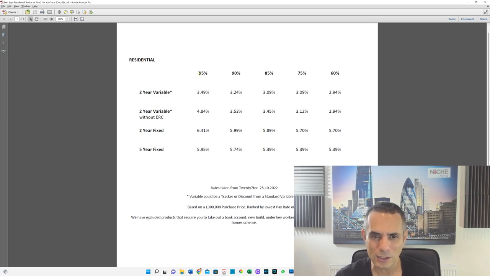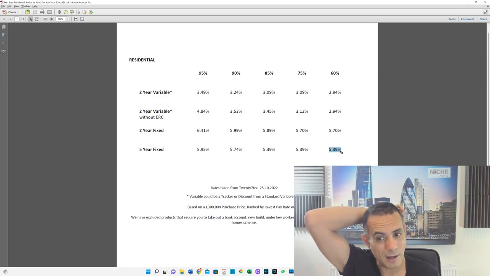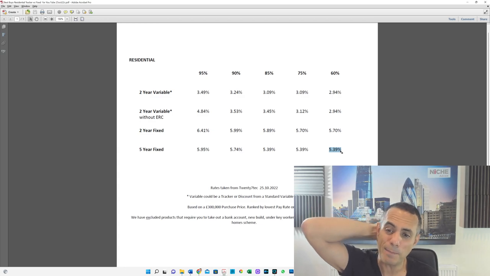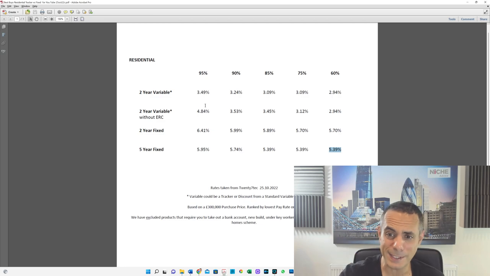In terms of the figures here, look at the 60% one. Someone who's got a 40% deposit on a five-year fixed is at 5.39. And these are top rates out of the charts right now, right? So if you've got a 40% deposit, you're still paying 5.39, okay? If you've got a 5% deposit, you're paying 5.95. How is that fair?